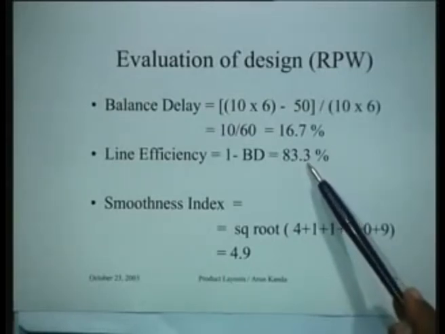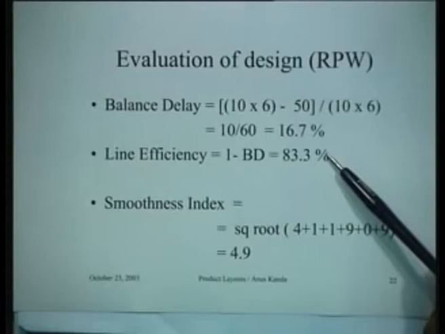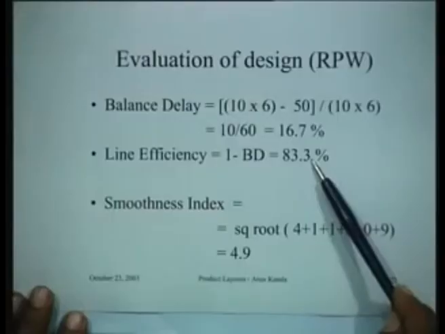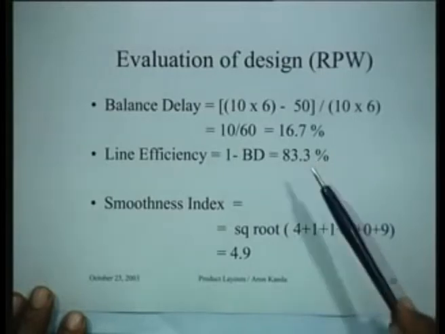Theoretically, what is the minimum number of workstations? How will you calculate this? You have 50, which is your total work content, and your cycle time is 10. 50 by 10 is 5. Ideally, you can work with the theoretical minimum number of workstations as 5. But in the 2 procedures that we have just adopted, we could not pack these individual operations into 5 workstations. So the balance delay is 16.7% here, and the line efficiency is 83.3% in this particular case.